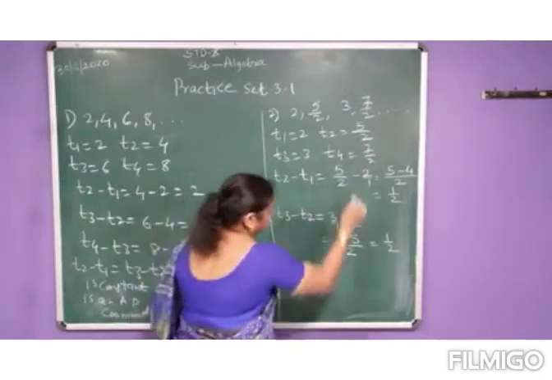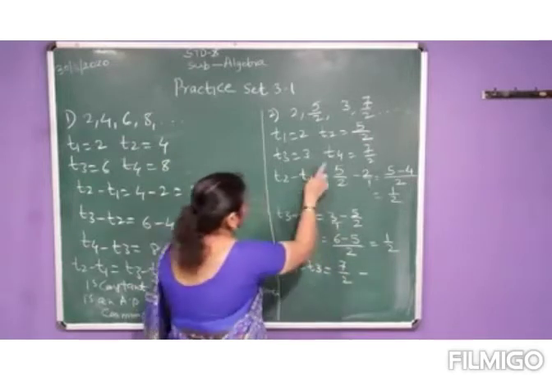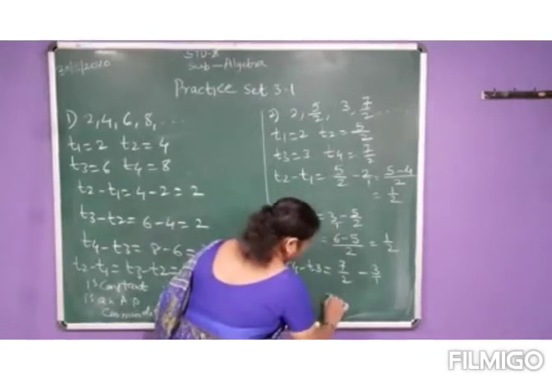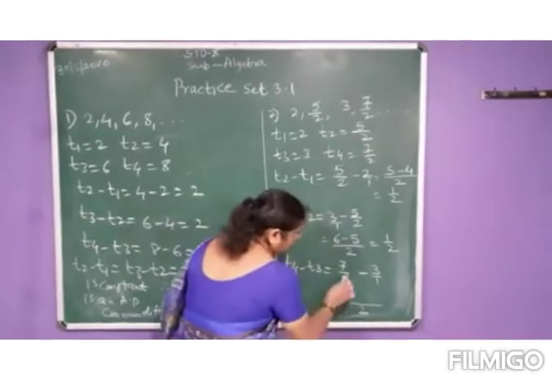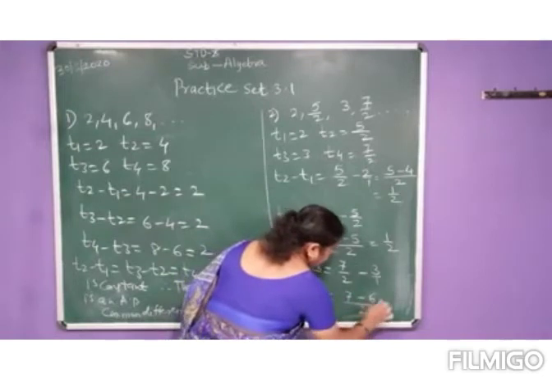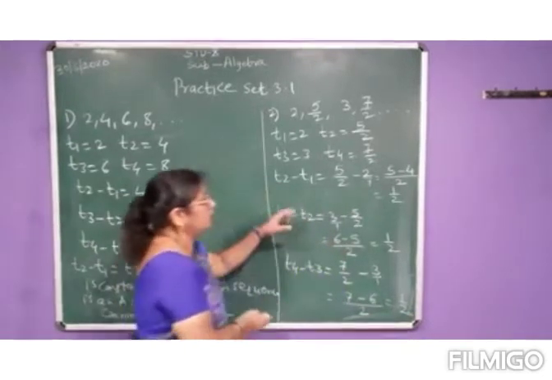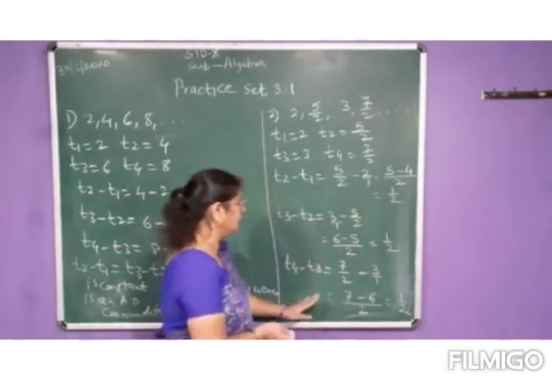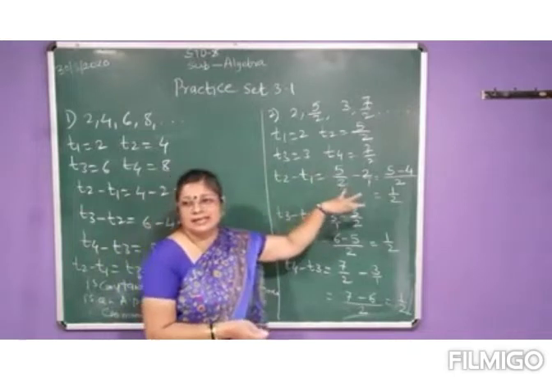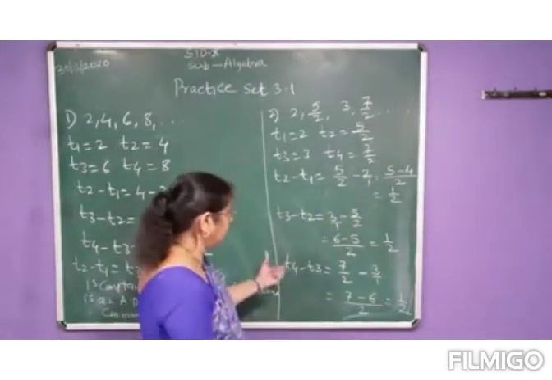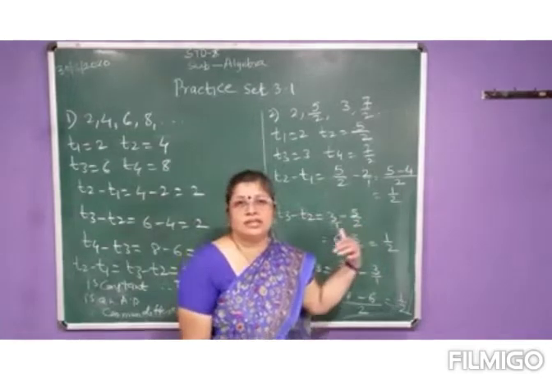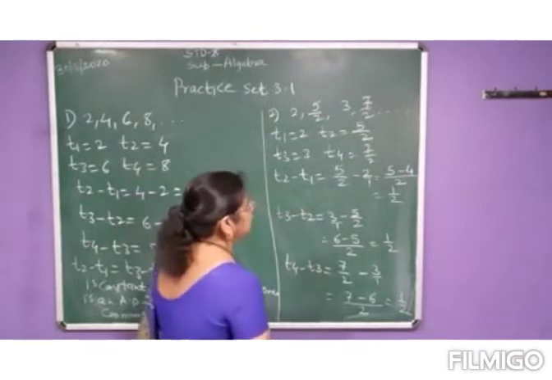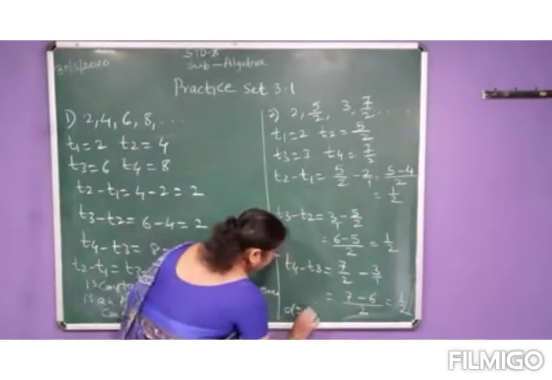Now T4 is 7 upon 2 minus T3 is 3. Now see here again the denominator is 1. We will make it 2. 7 minus 3 2s are 6. So 1 upon 2. Now here what you have observed? Half, half, half. Again the D is constant. Therefore the given sequence is an AP. So what you will write here? The common difference between the two consecutive terms is constant. Therefore the given sequence is an AP. And the common difference D is equal to half.